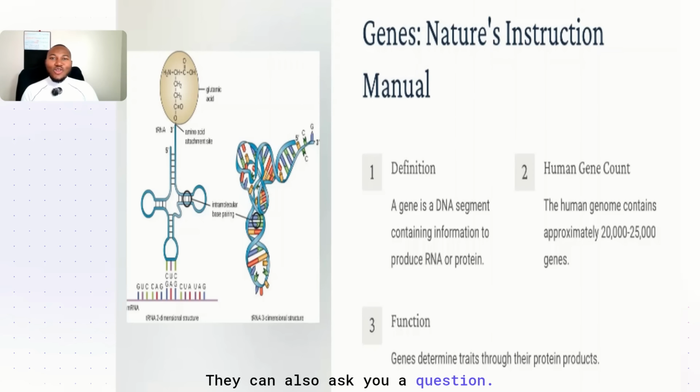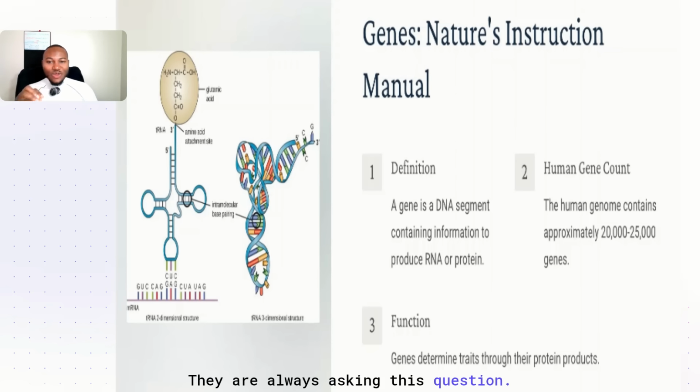They can also ask you a question. What term describes nuclear division? They tell you something like interphase. Is it nuclear division? No. Cytokinesis? No. Cell cycle? No. Mitosis? Yes. Nuclear division is what? Mitosis. Don't forget. Nuclear division is what? Mitosis. Extremely important for you to remember.